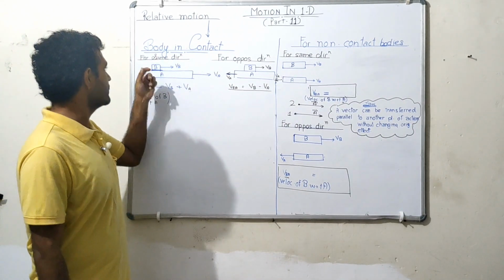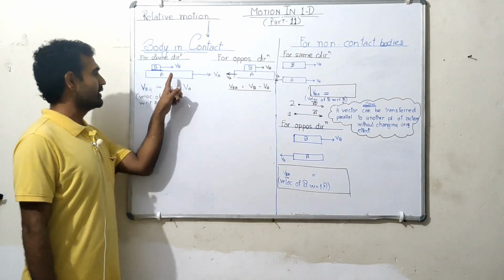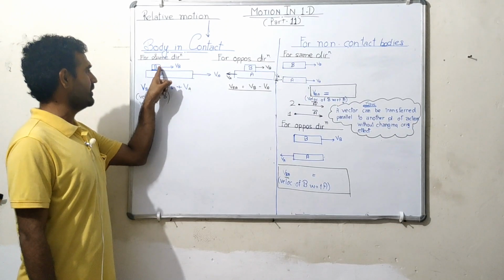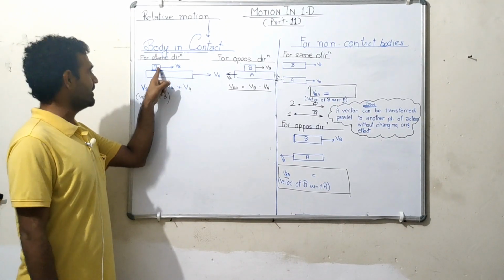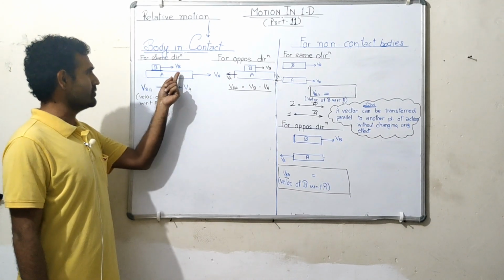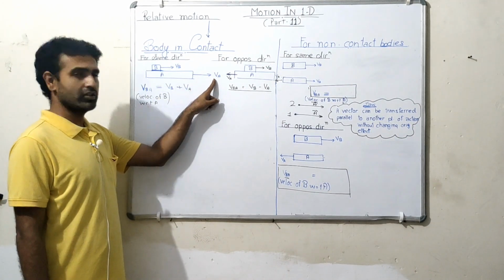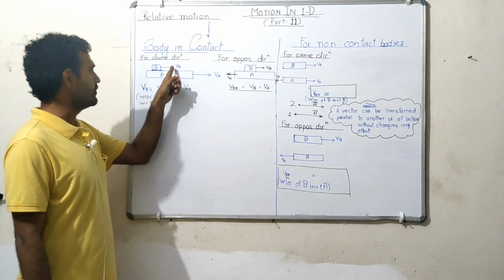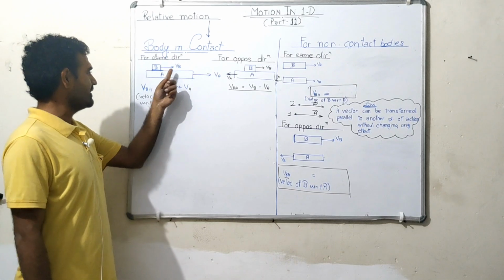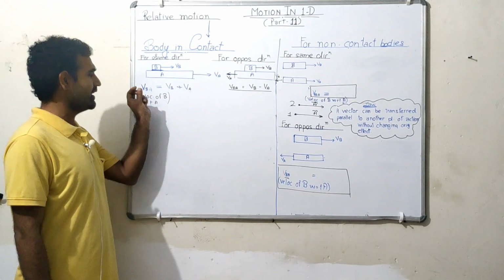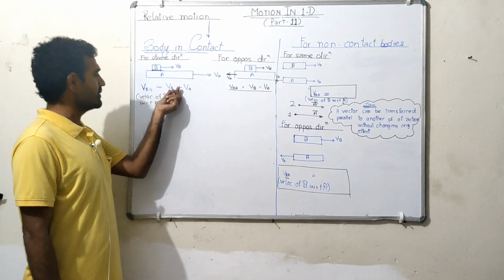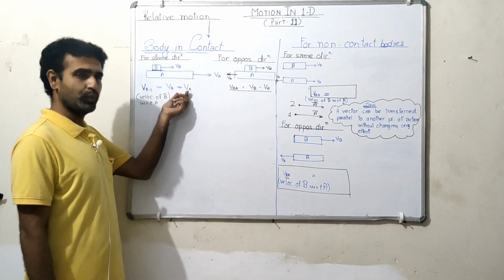First we are taking the case for the same direction. These are the two bodies kept. This is body A and this is body B, which is kept over body A, and it is in complete contact with body A. Let us assume that body A is moving with a velocity of VA and body B is moving with a velocity of VB. Now, when such is the case, then the relative velocity of B with respect to A, or the net velocity, is always the summation of the two, VB plus VA.